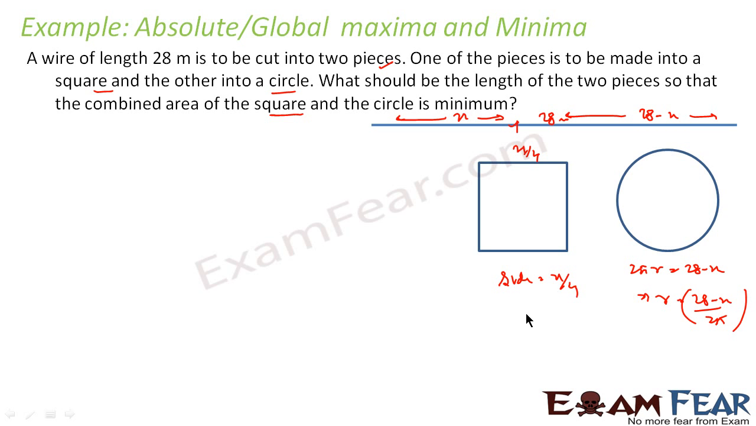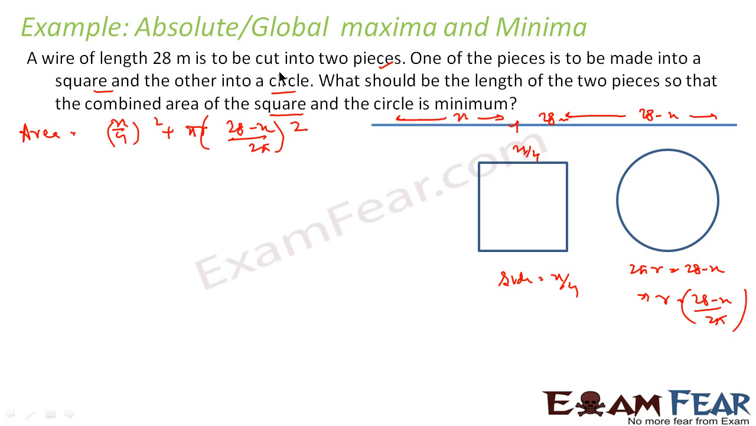Now the question says what should be the length of the two pieces so that the combined area of the square and circle is minimum. So the combined area is what? Side of square squared, that is (x by 4) squared, plus pi r squared. What is the value of r? (28 minus x) by 2 pi, squared. So this is the combined area, and this is one equation in terms of x. We have to find the value of x such that the area is minimum.